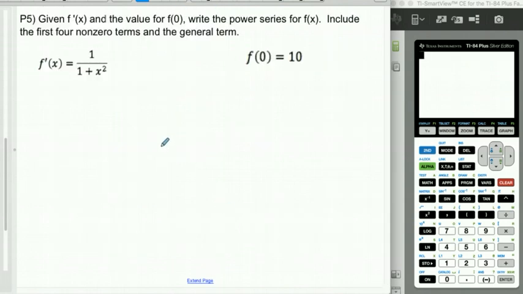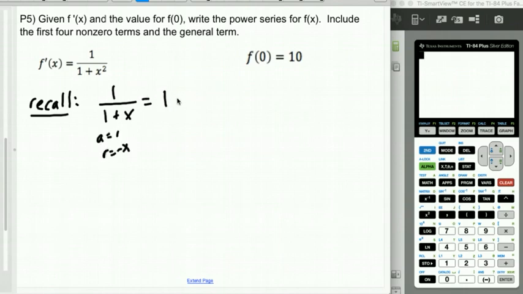So we're given f prime, and we're given that f of 0 is 10. Let's go ahead and find the power series for f. The first thing we need to do is essentially use your memory that the series for 1 over 1 plus x was where a was 1 and r was a negative x. So this alternates. It's 1 minus x plus x squared minus x cubed, etc. A negative 1 to the n x to the n. That's fine, if you want.